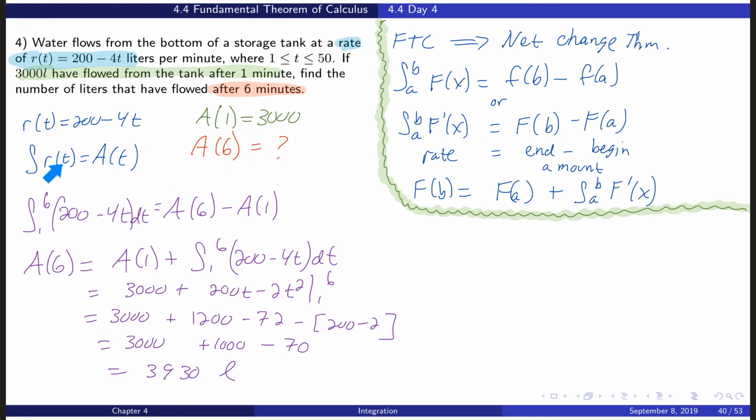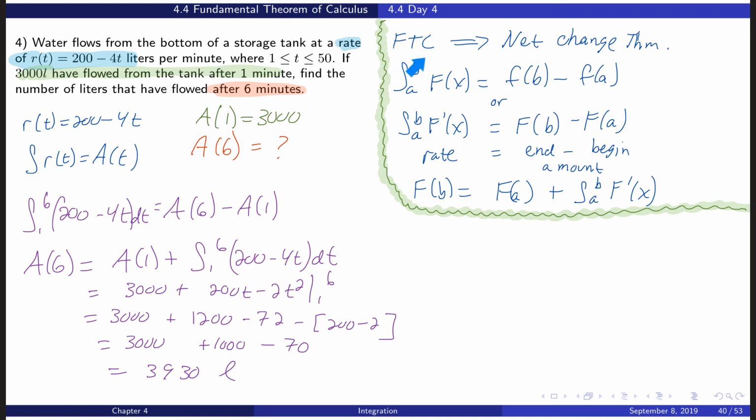The antiderivative of a rate is an amount by the net change theorem. So here's my rate function. I'm going to take the antiderivative of the rate, and I'm going to get A6 minus A1. To find the final amount, A6, I bring A1 to the other side, so the final amount equals the starting amount plus the antiderivative of the rate. The antiderivative of a rate is an amount. So start at 3,000, take the antiderivative, substitute in your boundaries, 6 and 1, and you get 3930 liters. So after 6 minutes, 3930 liters have flowed.